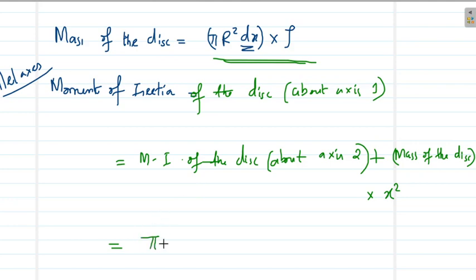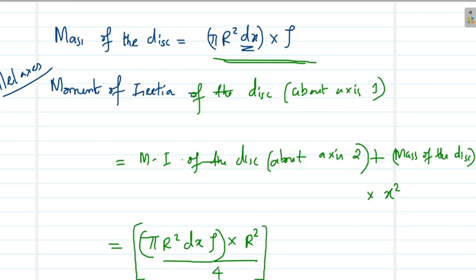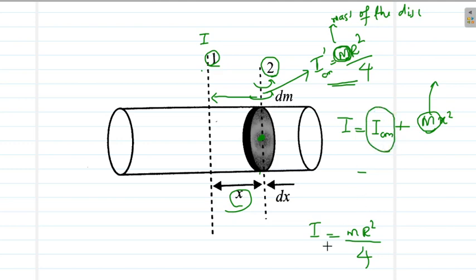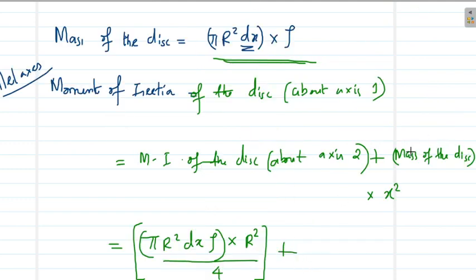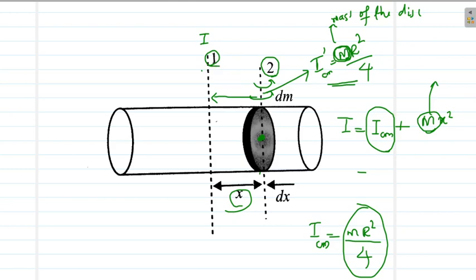So this is equal to pi r square dx into rho, which is the mass, multiplied by r square divided by 4. So this is the m r square by 4 part, that is the ICM part, plus again the mass of the disk, which is again pi r square dx rho multiplied by x square. Now this is the moment of inertia of the disk about this axis passing through 1.